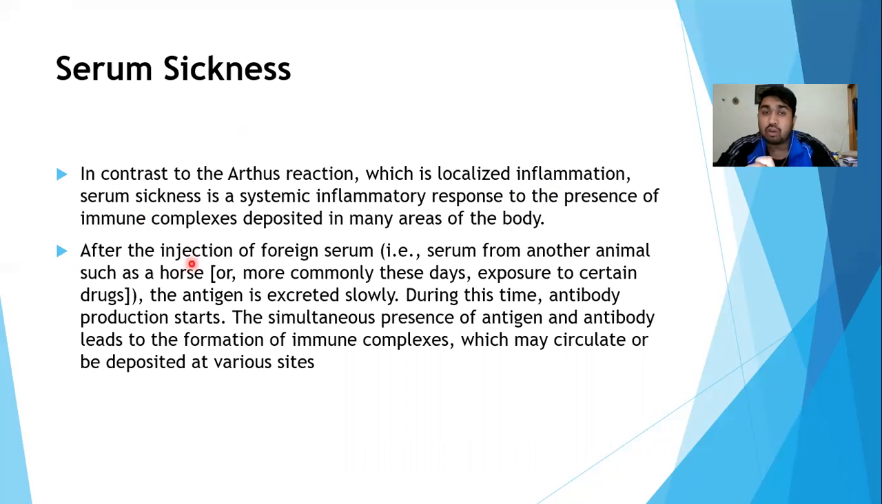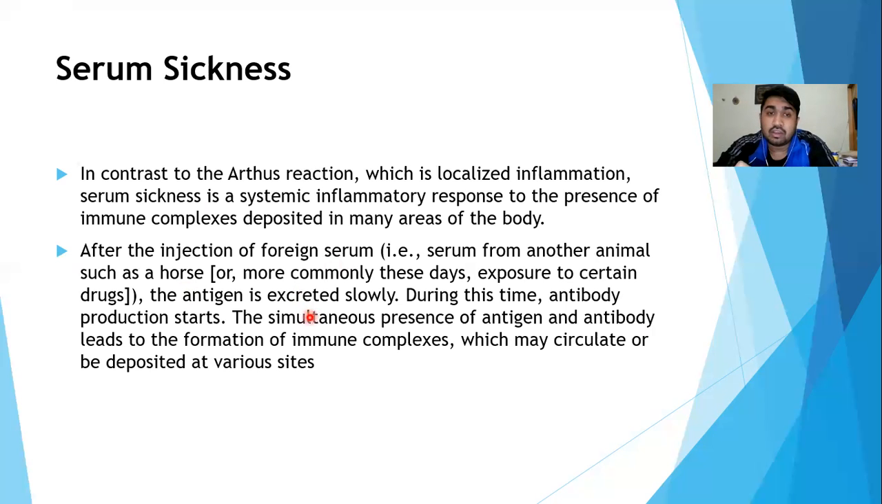And how it happens: if we inject a foreign serum, for example, there are various substances that we can produce from animals like the horse, and also some drugs. In these cases, the antigens are excreted very slowly, and due to the slow excretion of antigen, antibody gets time to develop, and this antigen and antibody bind and are deposited in various sites of our body and cause symptoms.